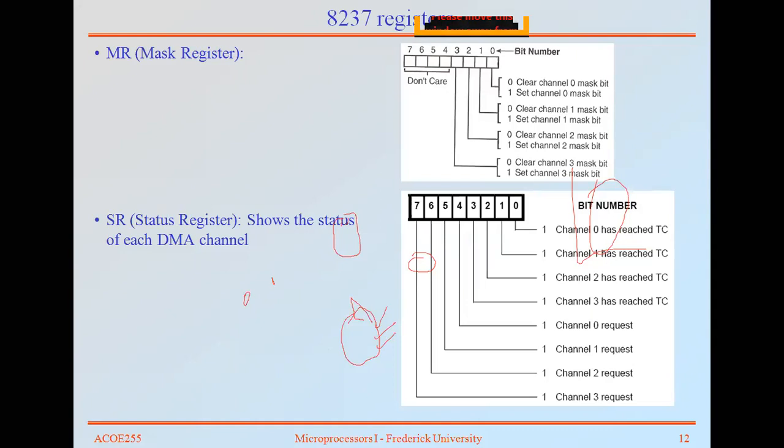Similarly, the status register. What is the purpose of the status register? The purpose of the status register is to show the status of the DMA channel. Is it engaged or free? See here, if it is set, channel 0 has reached terminal count.